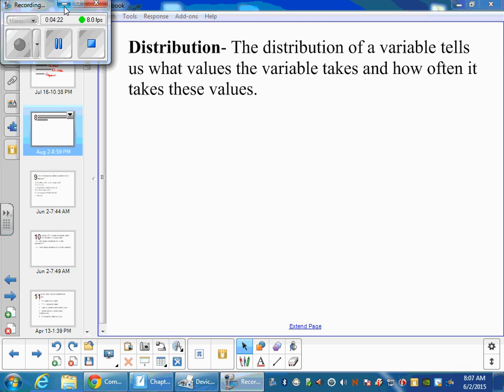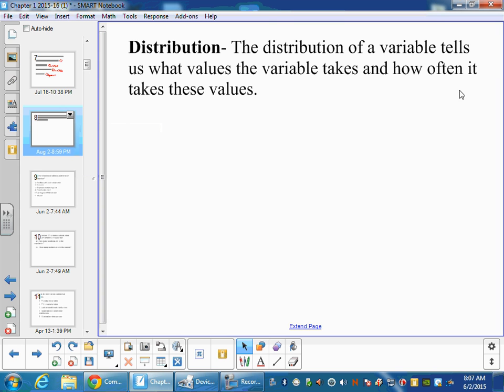The distribution of a variable tells us what values the variable takes and how often it takes these values. So when I ask you to describe the distribution, I'm saying describe what this variable looks like when you look at the data. We describe this using graphs and numbers, and then we also use words to describe it. And we'll explain that later on.